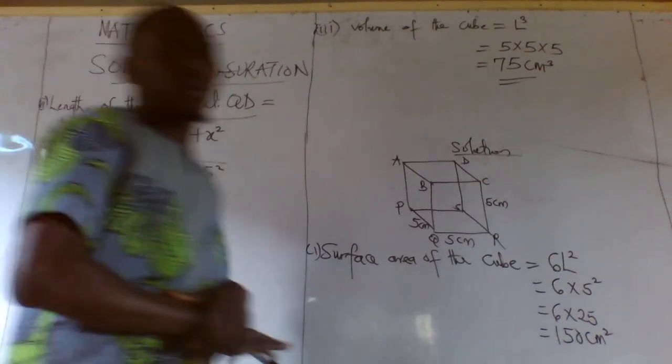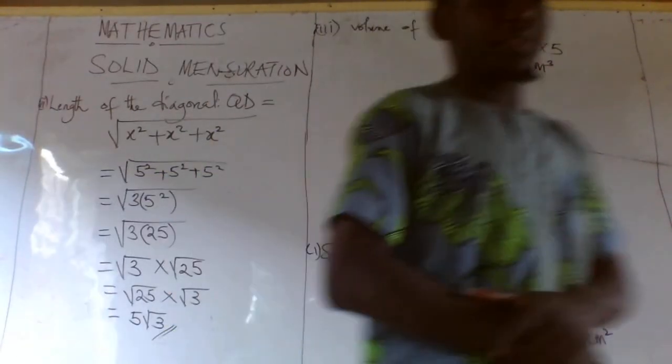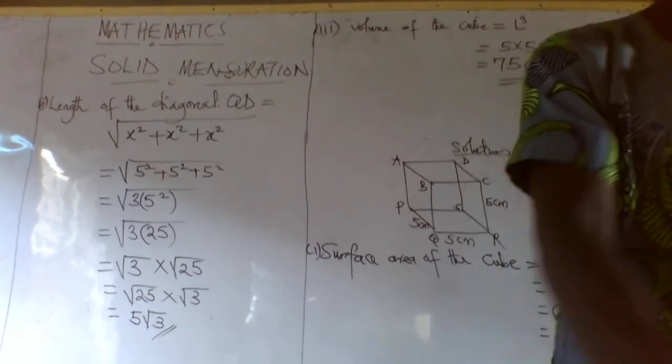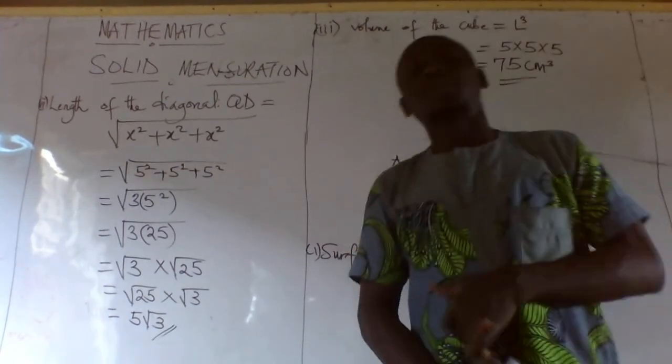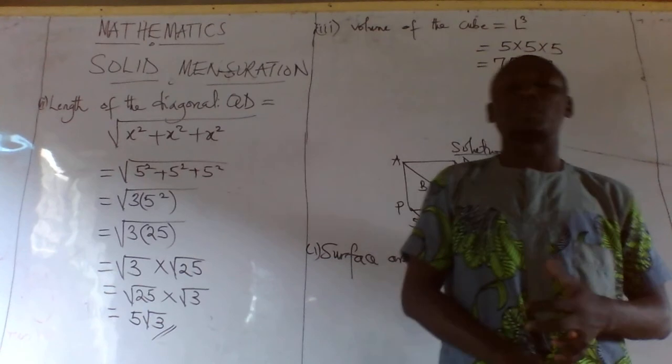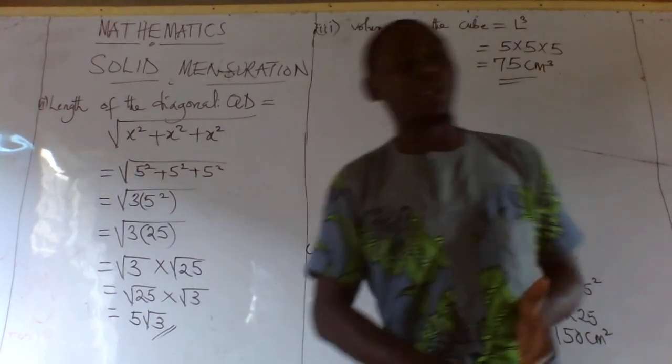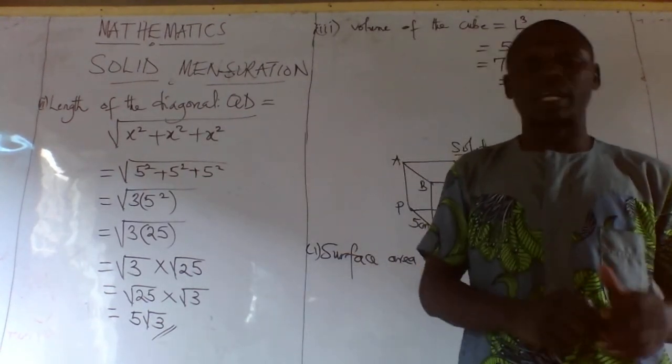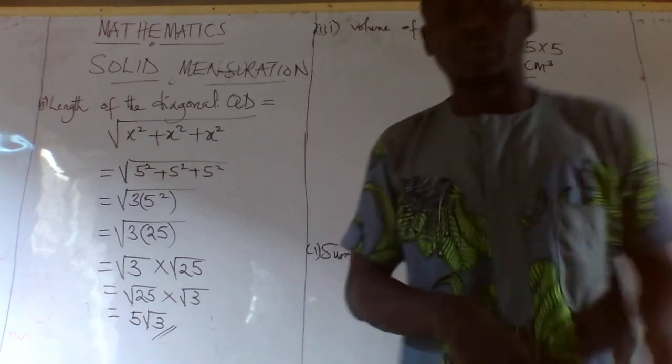So that is virtually everything that will be asked on a cube. If they don't ask for the area, they will ask for the volume. If they do not ask for the volume, they will ask you to calculate the length of the diagonal.